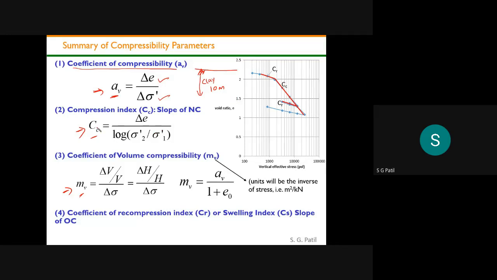And what is the compression index? The compression index is the same parameter, but now the effective stress is plotted in the logarithm scale. So in the logarithm scale, if you plot the ratio of the change in void ratio to the change in effective stress, your coefficient of compressibility becomes the compression index. And then the coefficient of volume compressibility, that is MV. MV is nothing but AV divided by 1 plus e naught.